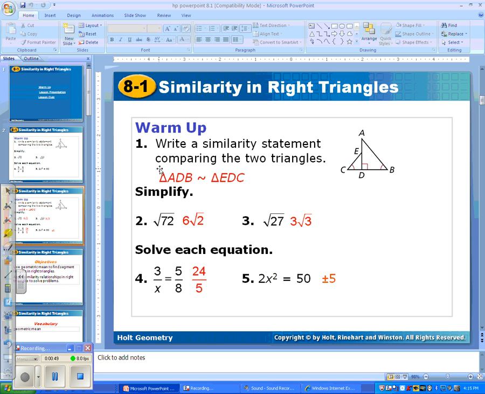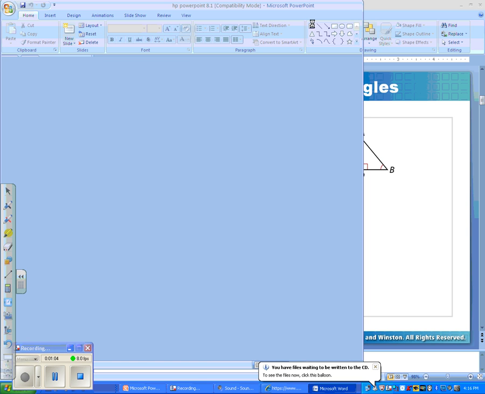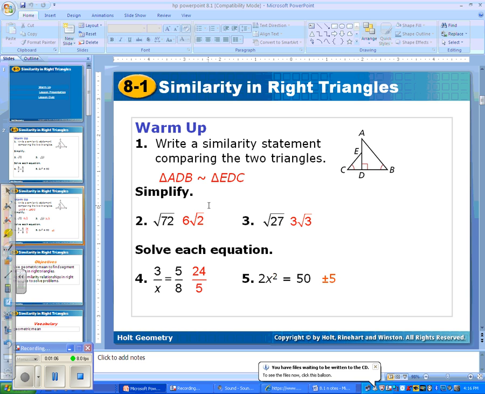Okay, so here are the answers to these 5 questions. In number 1, write a similarity statement, which is just like a congruency statement. So this is saying that angle A is congruent to angle E by the third angles theorem. Angle D is congruent to angle D. And angle B is congruent to angle C, which it says.